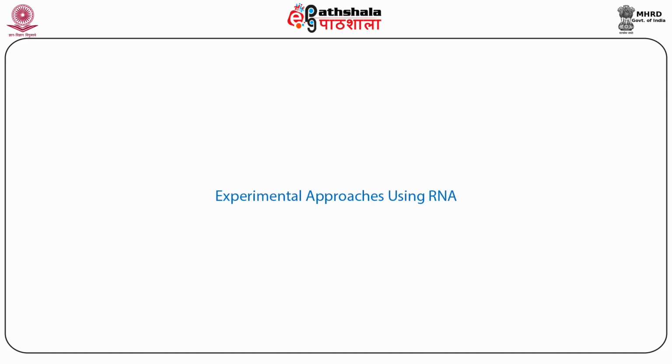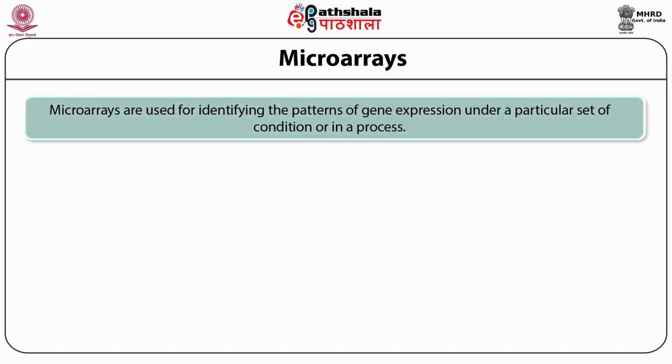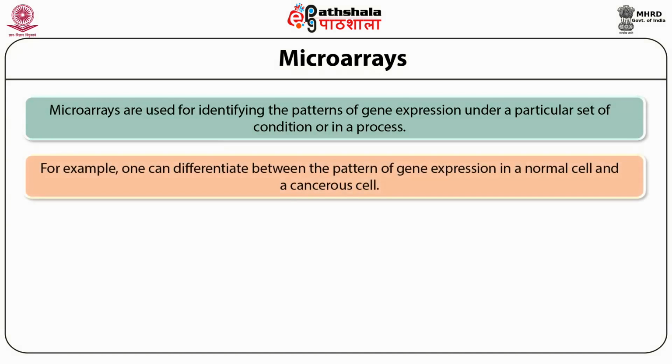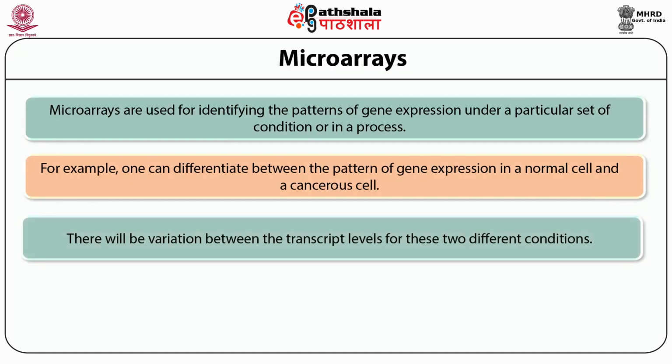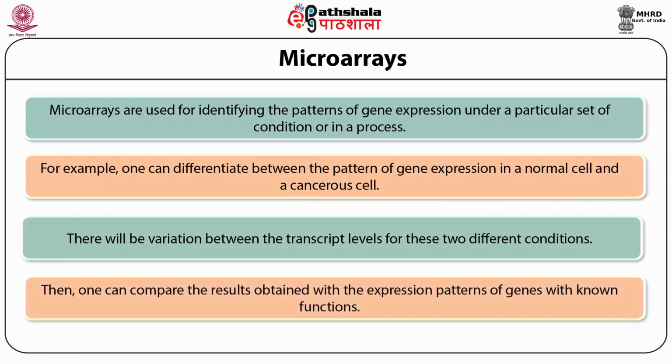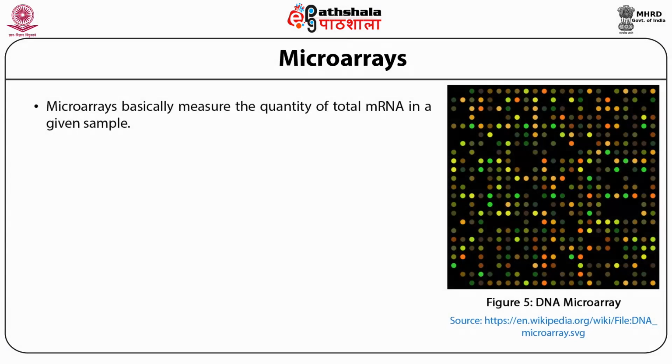Experimental approaches using RNA. Microarrays. Microarrays are used for identifying the patterns of gene expression under a particular set of conditions or in a process. For example, one can differentiate between the pattern of gene expression in a normal cell and a cancerous cell. There will be variation between the transcript levels of these two different conditions. Then, one can compare the results obtained with the expression pattern of genes with known functions. Microarrays basically measure the quantity of total mRNA in a given sample.